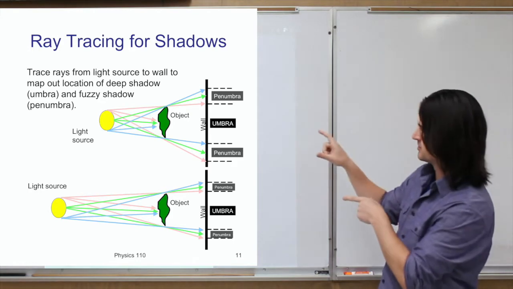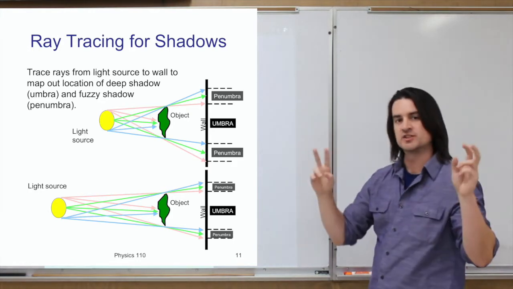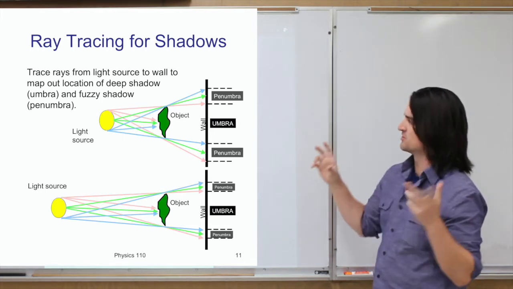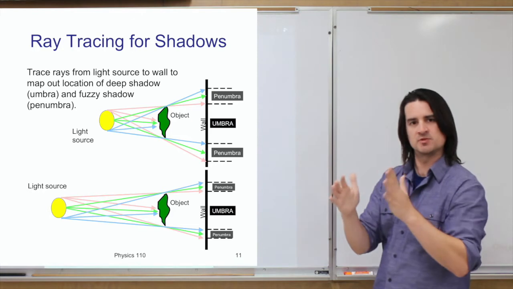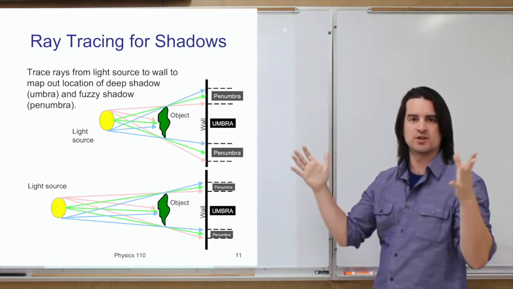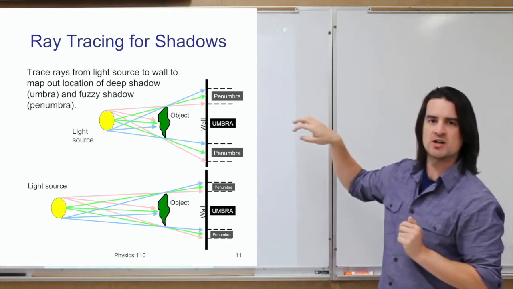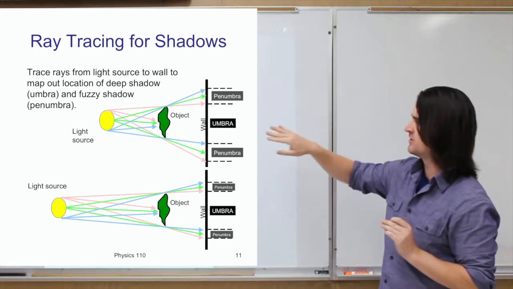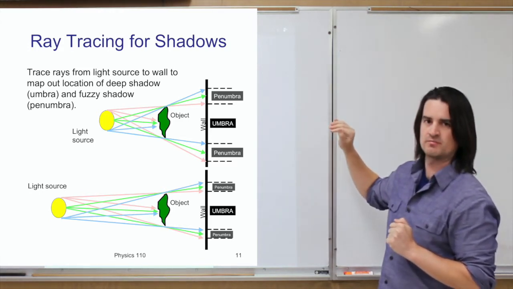So what we get with this picture is the two parts of a shadow. The shadow is cut up into the umbra, which is the darkest, deepest part of the shadow, and the penumbra, which is the fuzzy, lighter part of the shadow. In the umbra, none of the rays we've drawn from the three different points in the light source get through the object. So that's where our darkest part of the shadow is going to be.